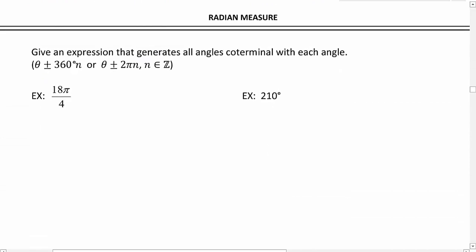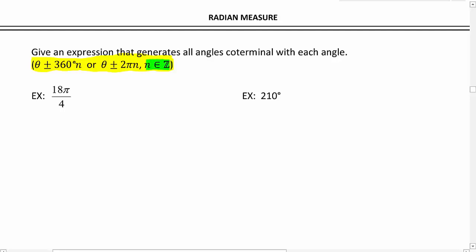Lastly, we want to give an expression that generates all angles coterminal with each angle. We run into this later when we're solving trigonometric equations and they want all possible solutions. We end up using this notation, so let's just review it now. Don't make it hard. All you're going to do to get all the coterminal angles is take whatever your angle theta is and add or subtract 360 degrees times n. And then we go on to say that n is an integer.